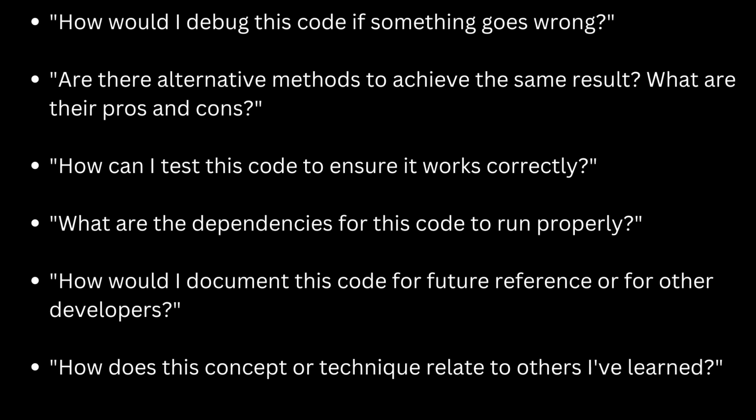How would I debug this code if something goes wrong? Are there alternative methods to achieve the same result? What are their pros and cons? How can I test this code to ensure it works correctly? What are the dependencies for this code to run properly? How would I document this code for future reference or for other developers? How does this concept or technique relate to others I've learned?